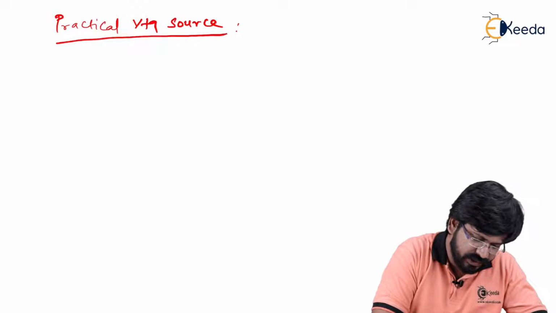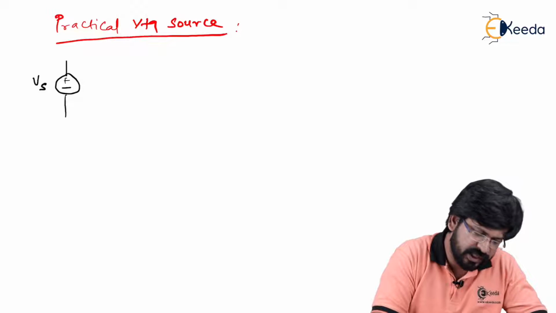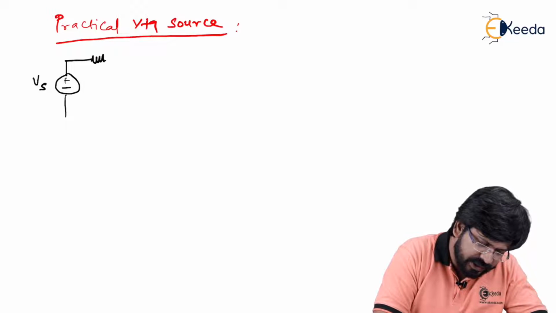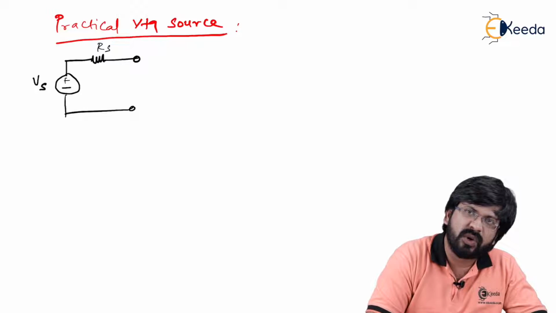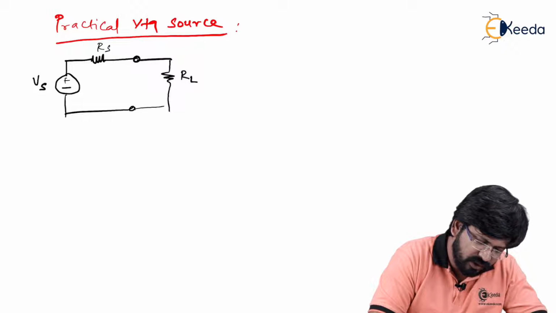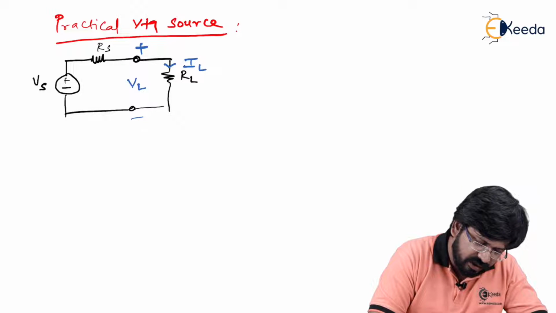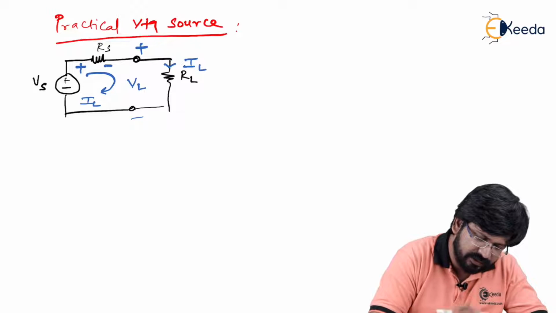The practical voltage source is a battery having magnitude, let's say, plus minus Vs. Along with it, there will be a series resistance connected. Let's say the value of this resistor is Rs, across which a load will be connected like RL. Let's say voltage across RL is plus minus VL, and a current flowing through RL is, let's say, IL. The loop current is nothing but IL, because of which I can have voltage drops like this.